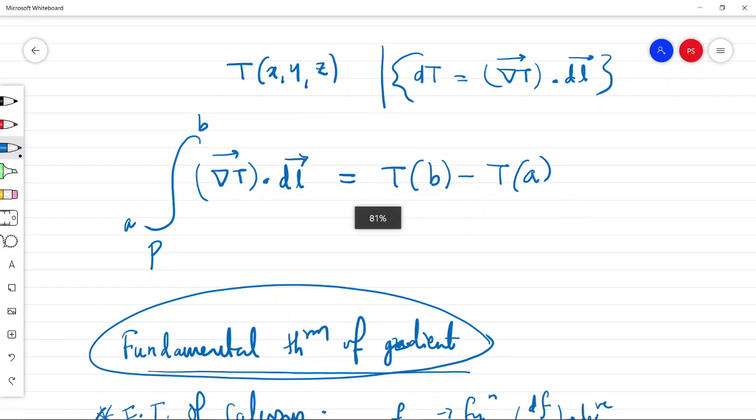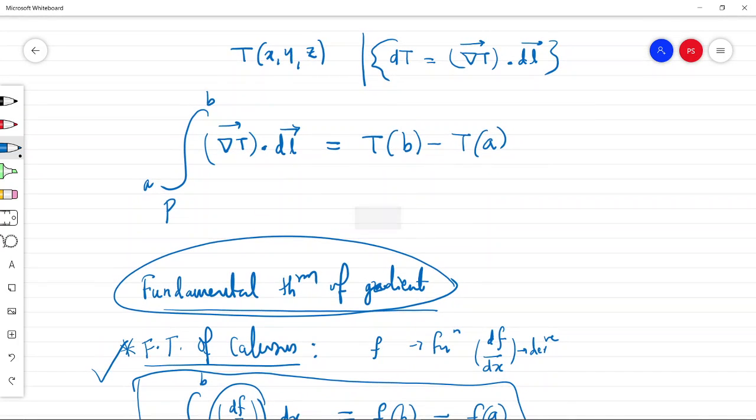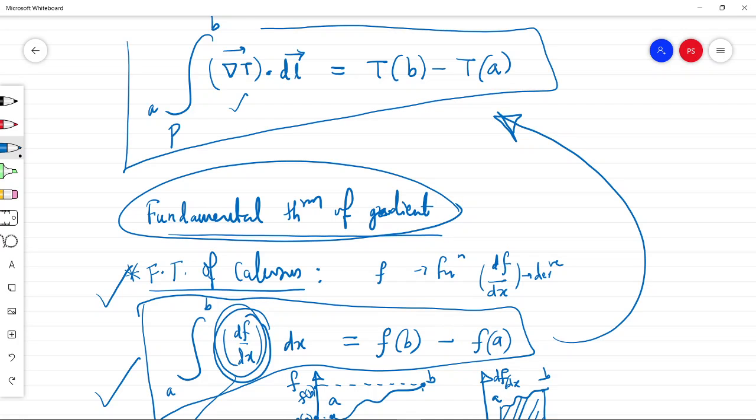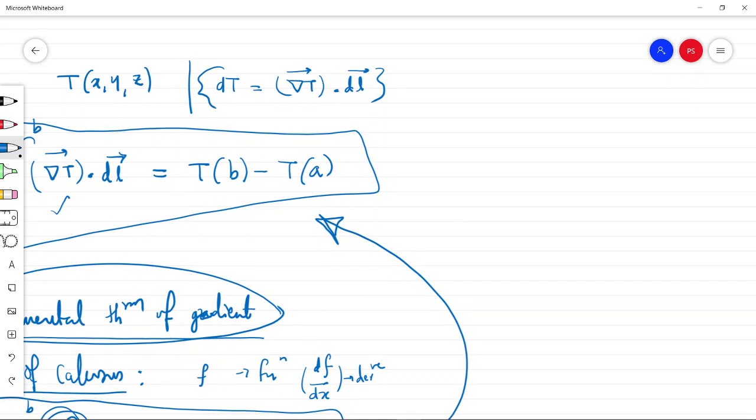So we can see that this is just the replica of the fundamental theorem of calculus, with the only change that this derivative is replaced by the gradient type of derivative. Now we can always verify this theorem, and we can take an example for this. So let us assume that there is a function t equals xy squared.